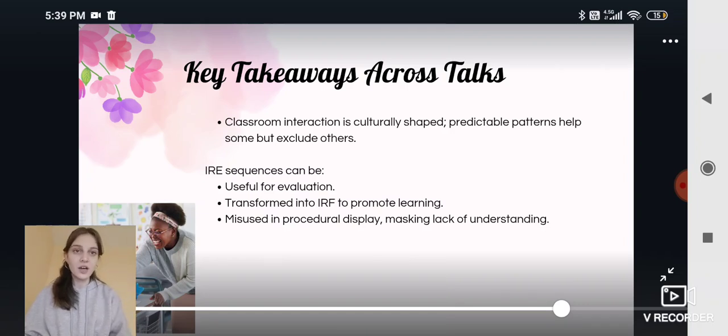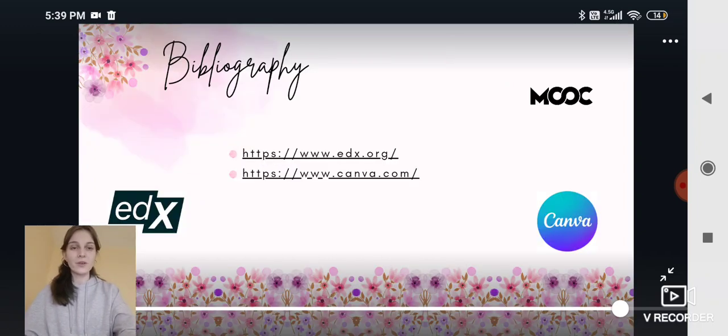Basically, IRE sequences can be useful for evaluation, transformed into IRF to promote learning, and misused in procedural display, causing a lack of understanding. So, as teachers to be, we should be careful about our students' behaviors. We should consider all of our students. We should take care of their needs, and of what they have problems with, and we should act like this. So this was basically our topic for this week.